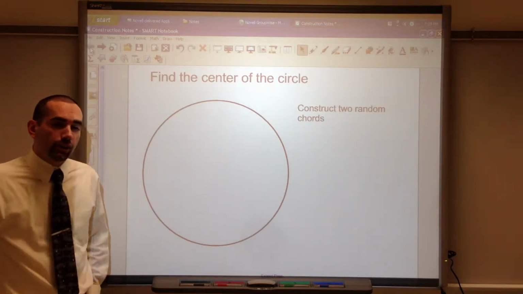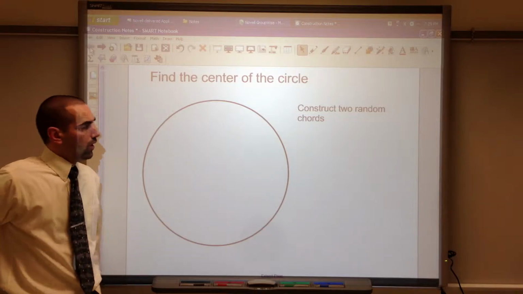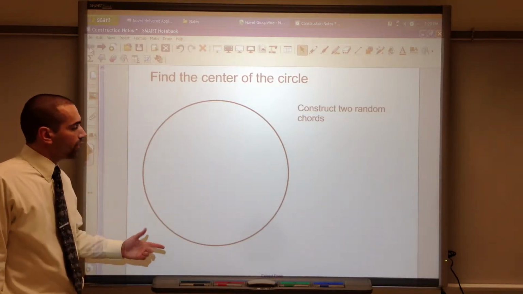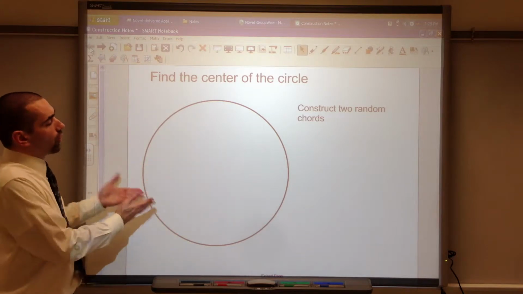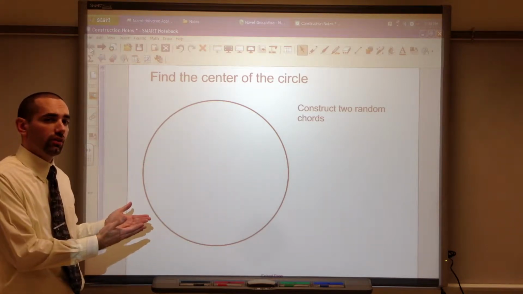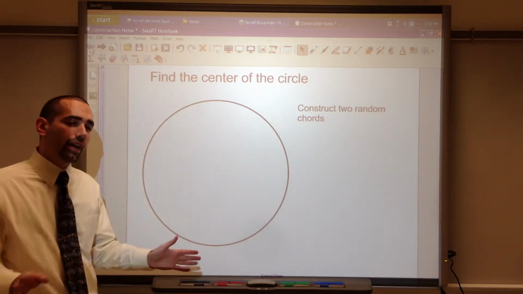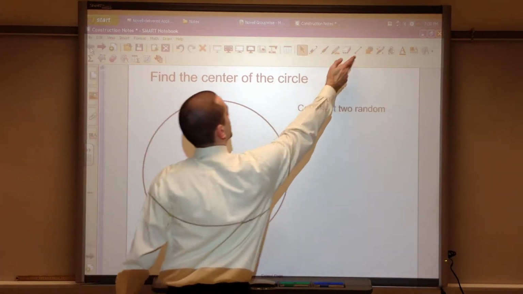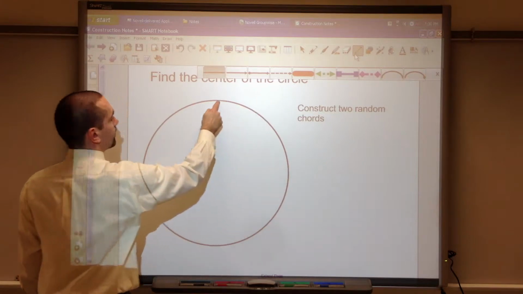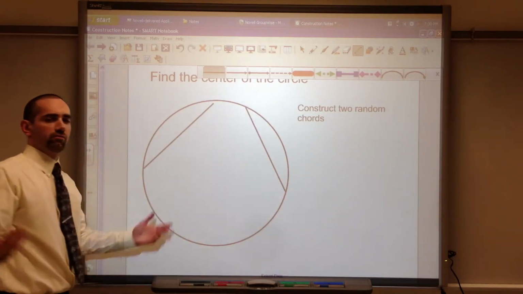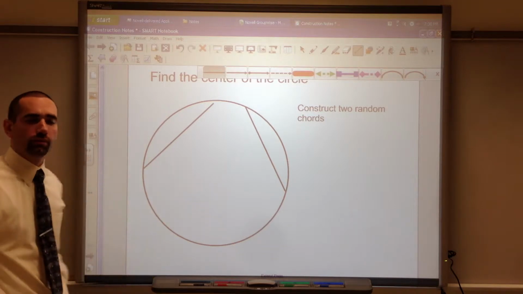Today we're going to look at Unit 8 constructions. We're first going to look at how to find the center of a circle. So we have a circle, but we don't know where the center is. So let's start by constructing two random chords. So I'm just going to say a chord here and a chord here. Doesn't really matter. Pick two chords.